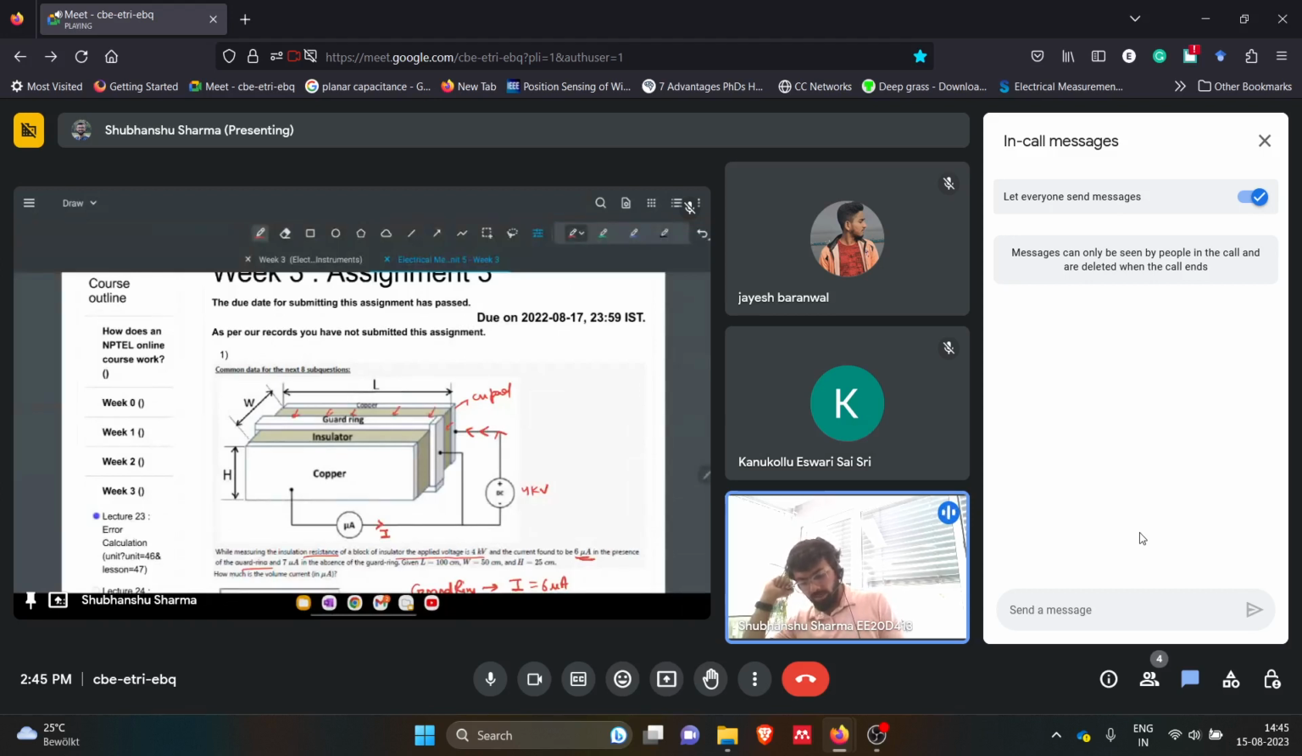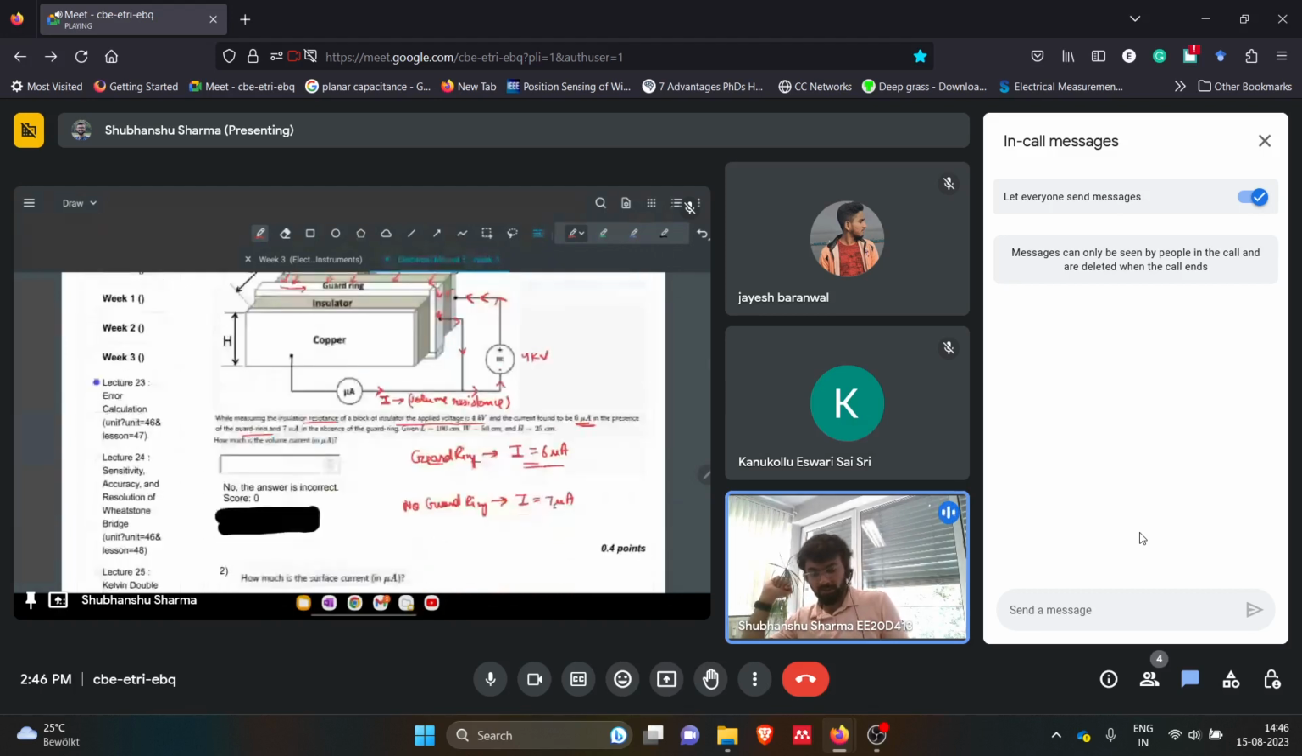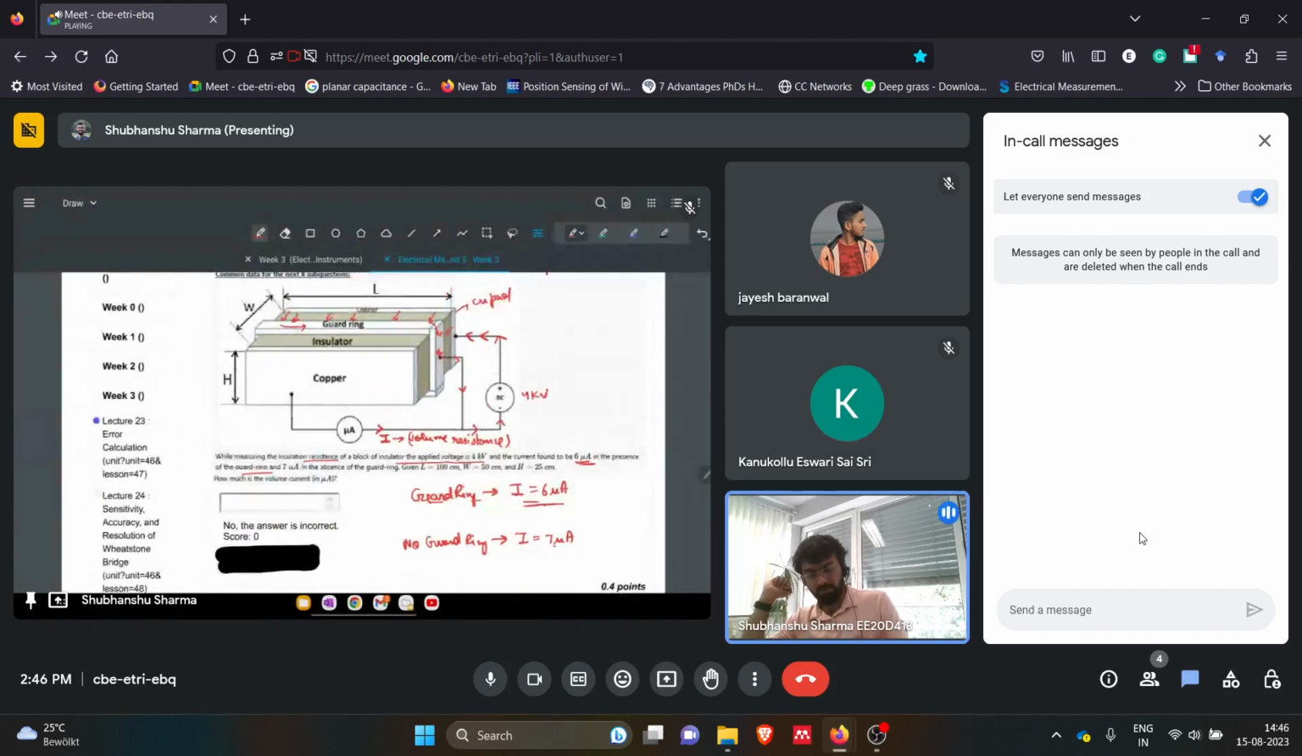Now if we have this guard ring, that guard ring is also kind of a conductor. So what will happen, this surface current will bypass like this, all the surface current passing from here. This red means surface current. So this will bypass through this, and it will come back to its voltage source, and this I will be only due to the volume resistance, in the first case when the guard ring is there. So that means this 6 microampere current is because of only the volume resistivity or volume resistance.